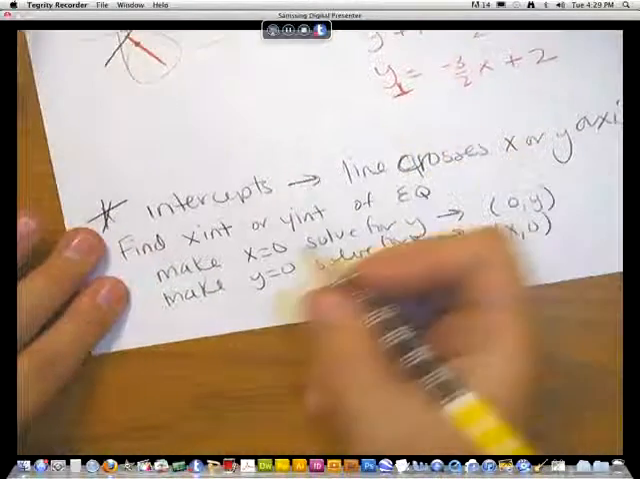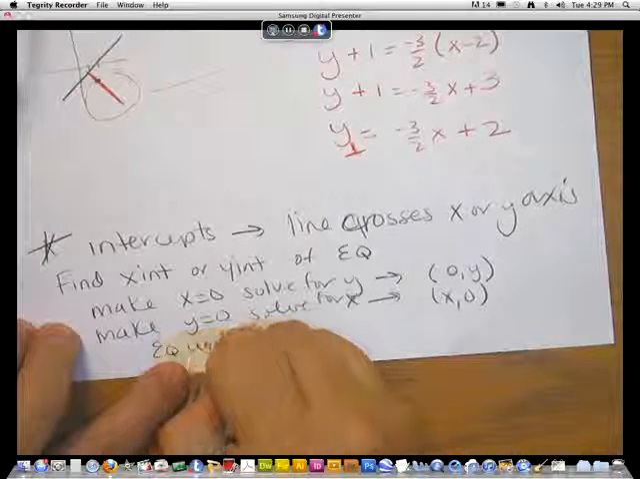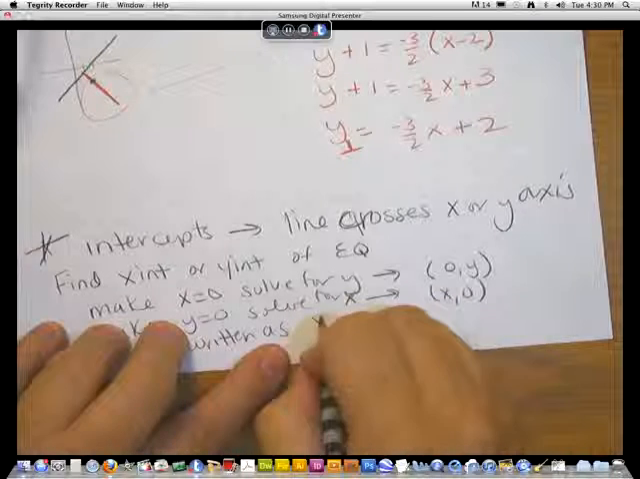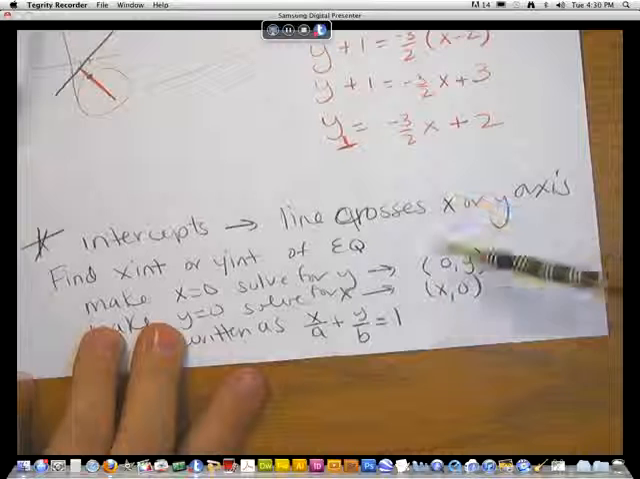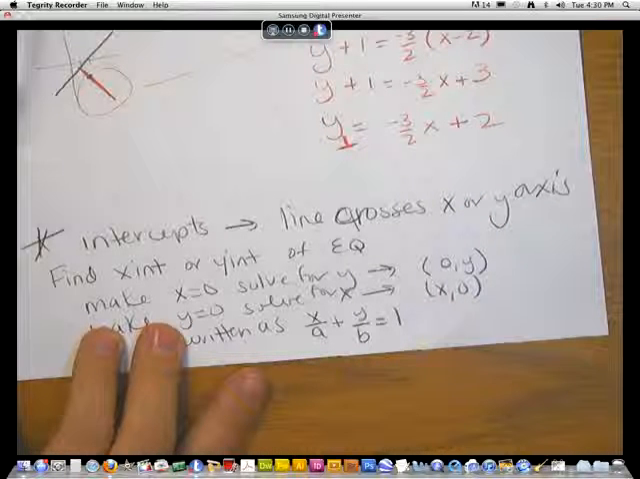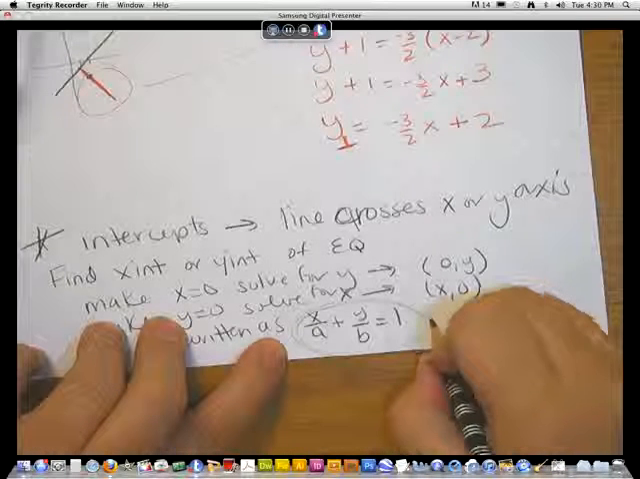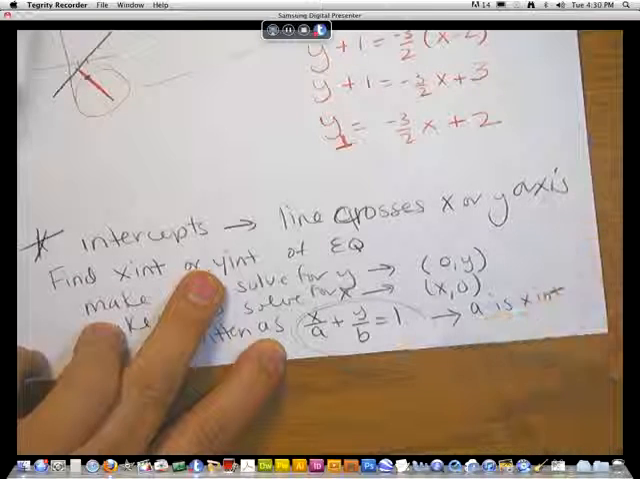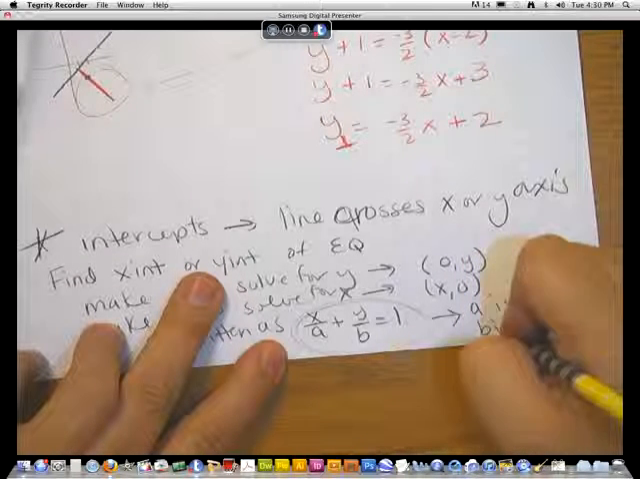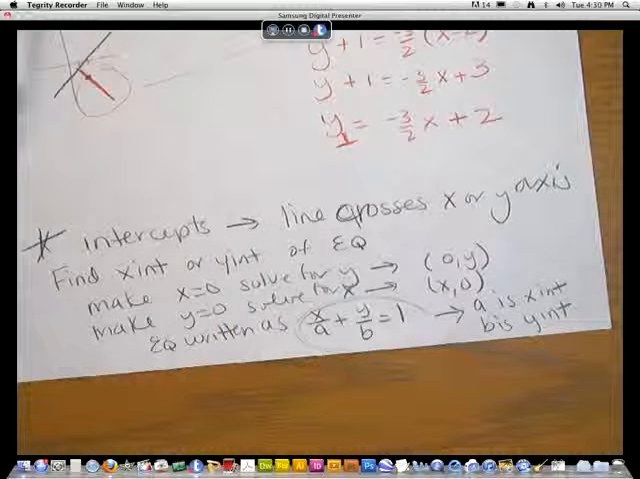However, in this upcoming section, you're going to see an equation written as x over a plus y over b equal to 1. What's important here is that this does have to equal 1. But if you see something like this, a is the x-intercept. b is the y-intercept. And that concludes P3.